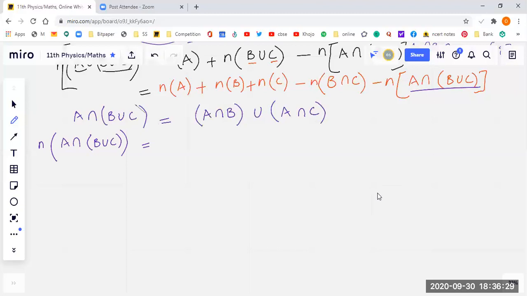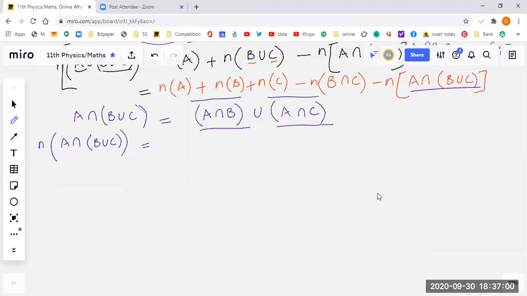Students, can you find the number of elements in A intersection B union C? This will be very simple. I've already written A intersection B union C as, consider this as the first set and consider this as the second set. And again do the same. If this is the first set, this one, and this one is the second set.